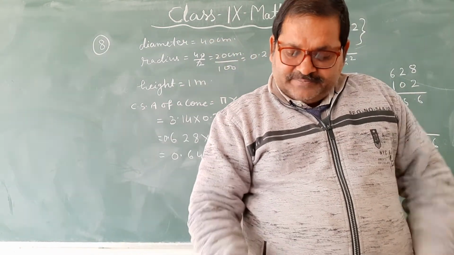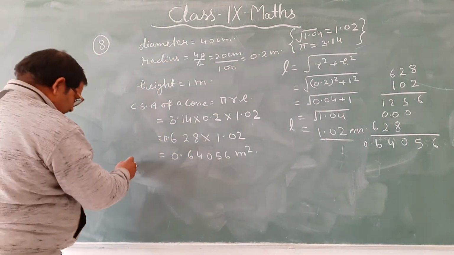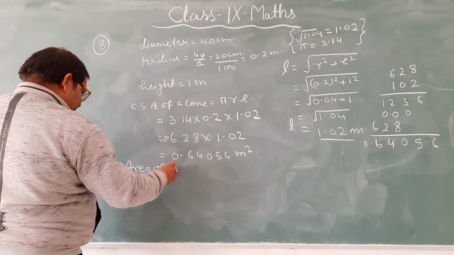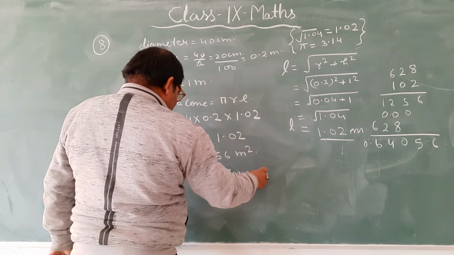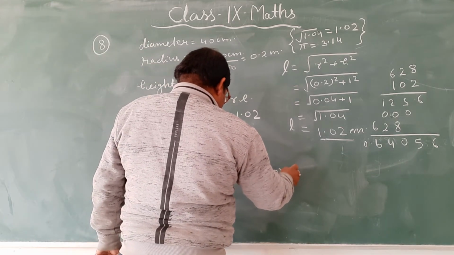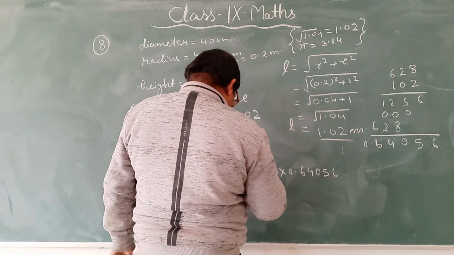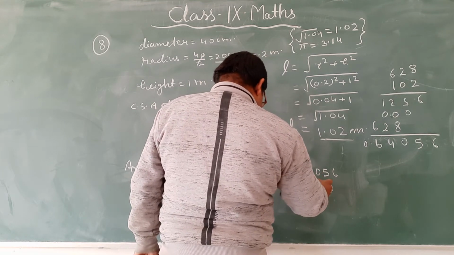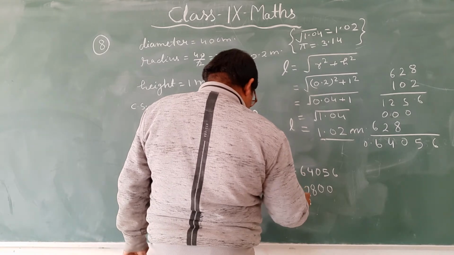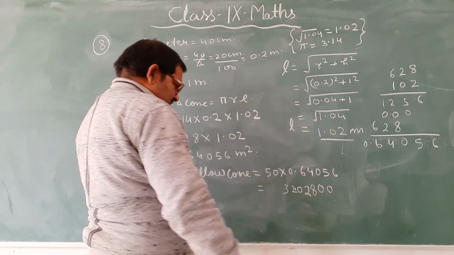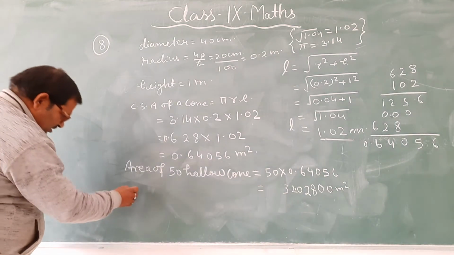Now next, 50 hollow cones can be made. So the area of 50 hollow cones equal to 50 multiplied by 0.64056 equal to 32.02800 meter square.